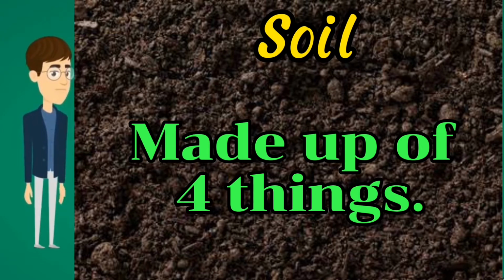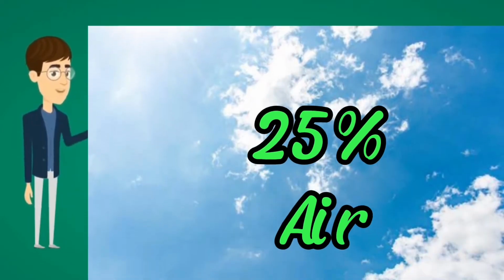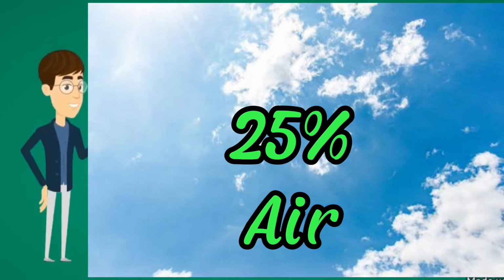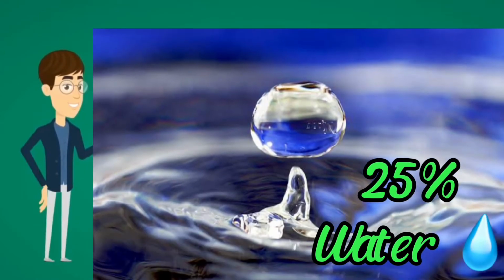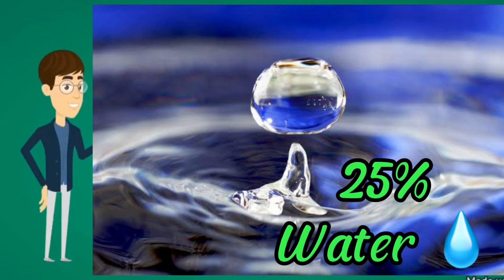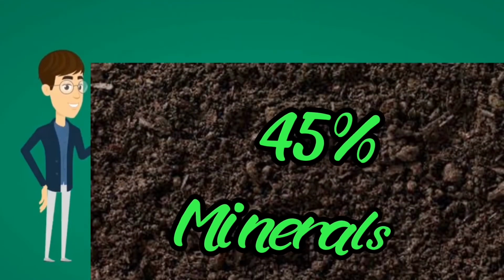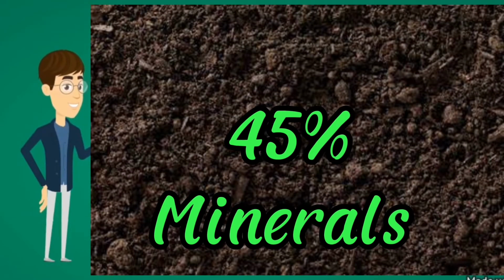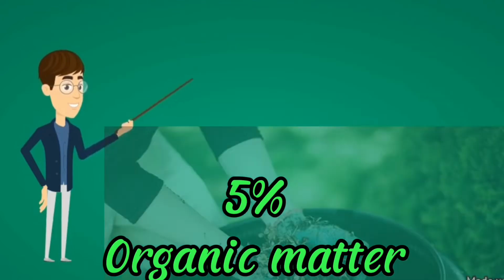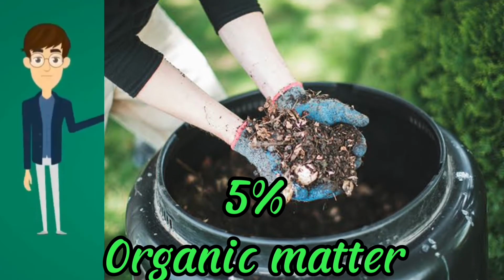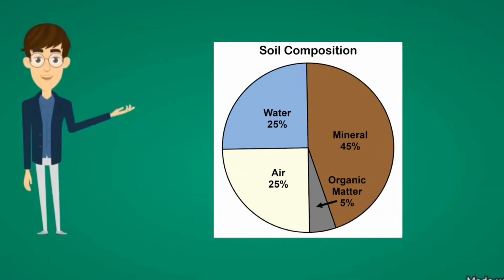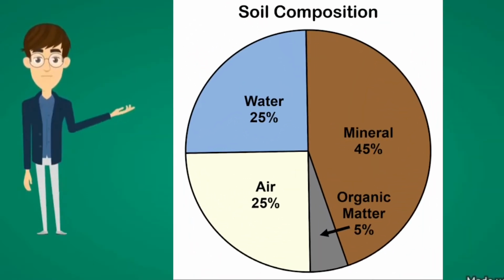Namely, we have 25% air, 25% water, 45% minerals, and 5% organic matters. And those 4 things made up soil.